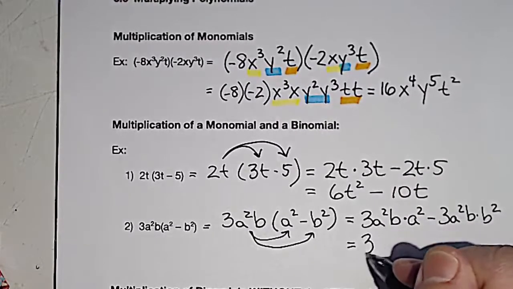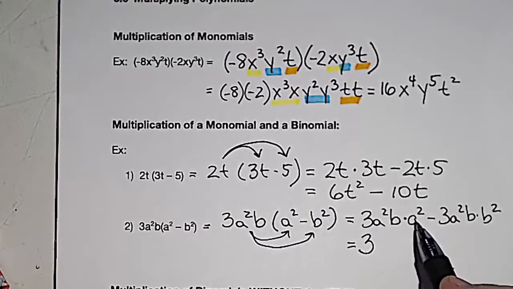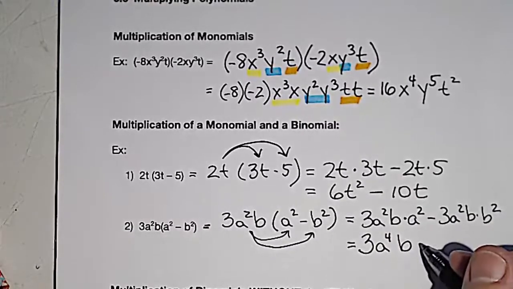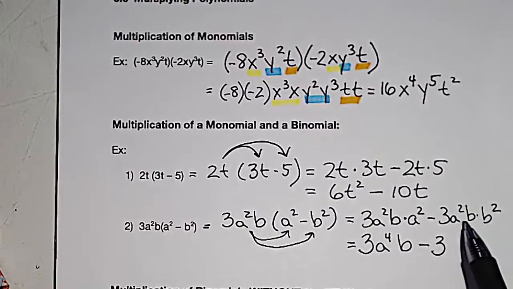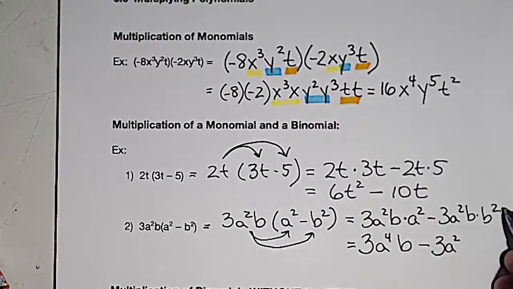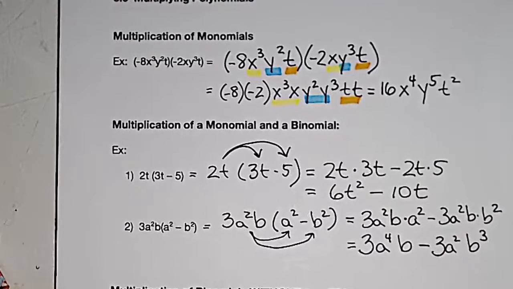So I've got a 3. I've got a squared and an a squared. So altogether, I've got an a to the 4th and a b, and then a minus 3. And here I just have the a squared, but I have a b times b squared. So altogether I've got 3 b's. So it's b cubed. So far, so good. Not too bad. So now we're going to move on.